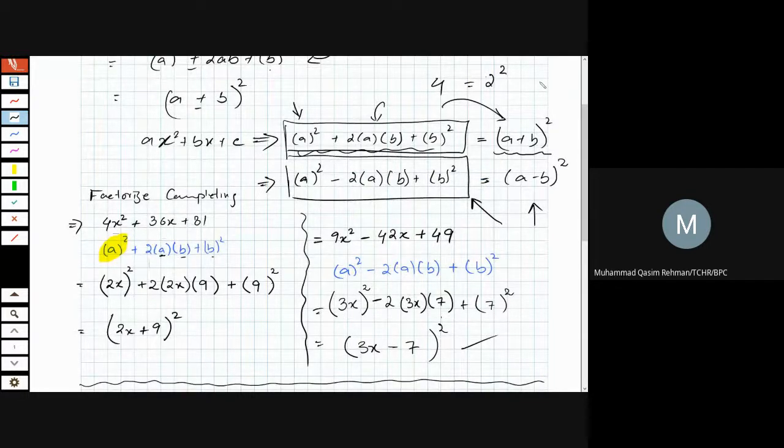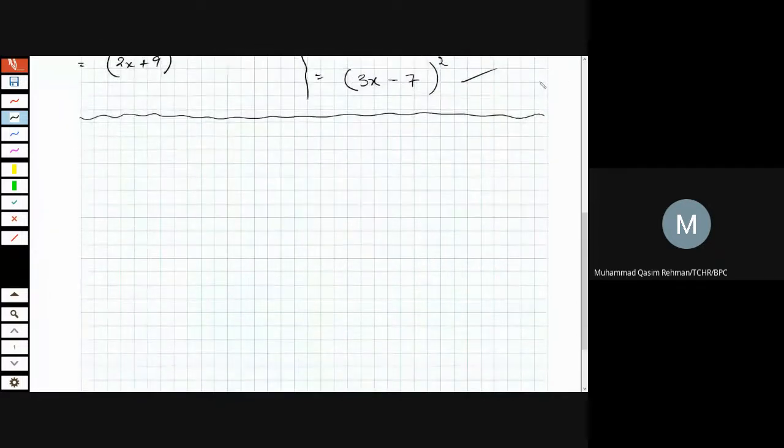Now this was factorizing by using the completing square method. But that doesn't mean the completing square method can only be used for factorization. We can use it for specific types of questions where the examiner wants you to rewrite the given equation or expression in a specific format.